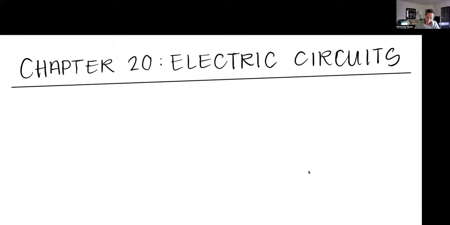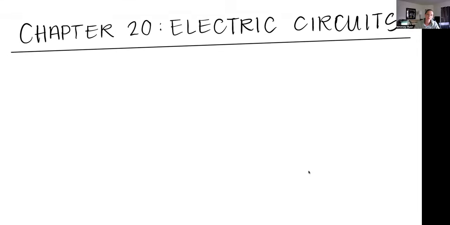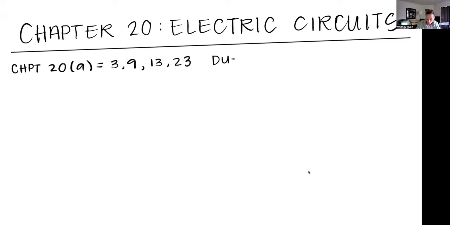Chapter 20, electric circuits. I did want to put your homework problems on here. Chapter 20, and this is really like part A. Homework problems are 3, 9, 13, and 23. And this is due on Monday.